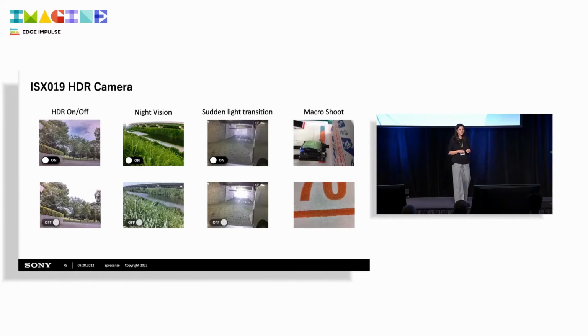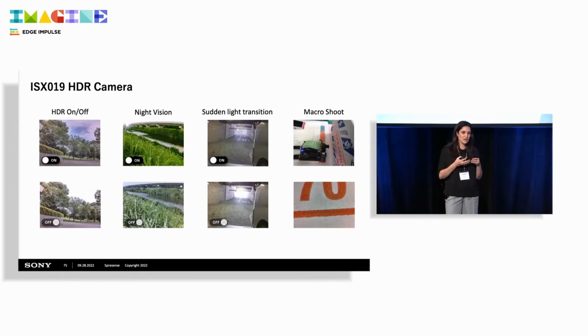One of the challenges that we have with cameras is sudden light transition, like when you exit from a tunnel. In the bottom picture, nothing is clear. You cannot see anything, right? But in the top one, when the HDR is on, you can clearly see the tunnel. The other thing is the macro shot. For macro shots, you can read the boxes. So for applications where you need to do some tracking for packages, this could be a good solution.